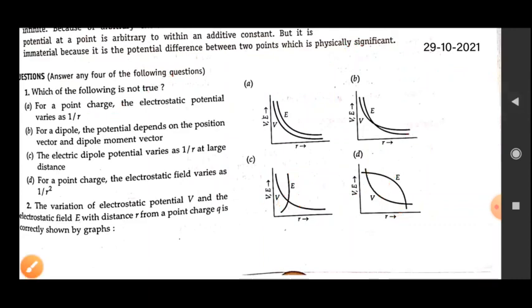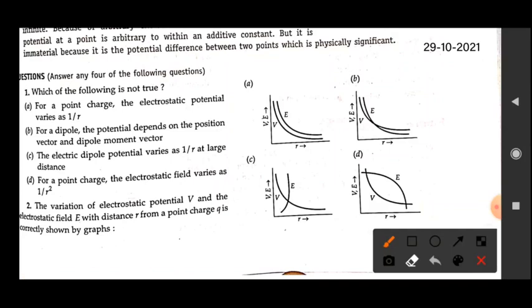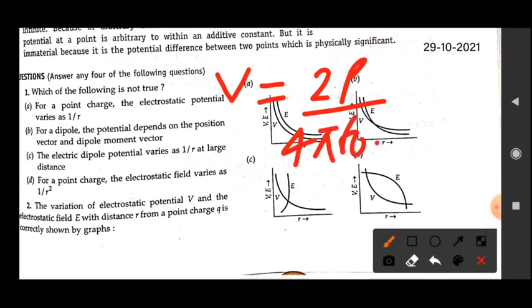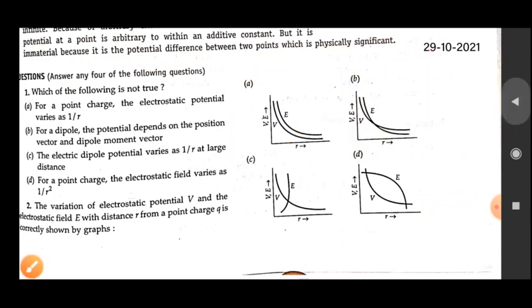Now let's see the second option. For a dipole the potential depends on the position vector and the dipole moment vector. If you calculate the potential for a dipole, it depends on the dipole moment as well as the position vector, as obtained here. So you can see this one.